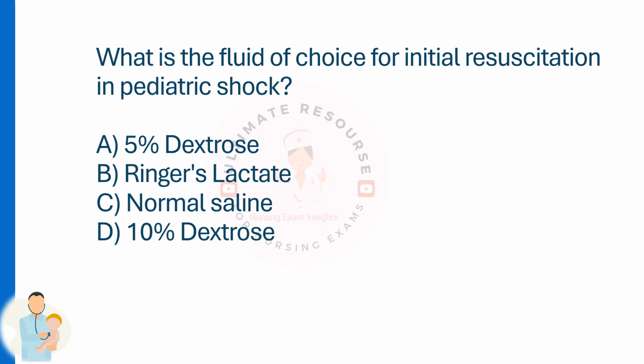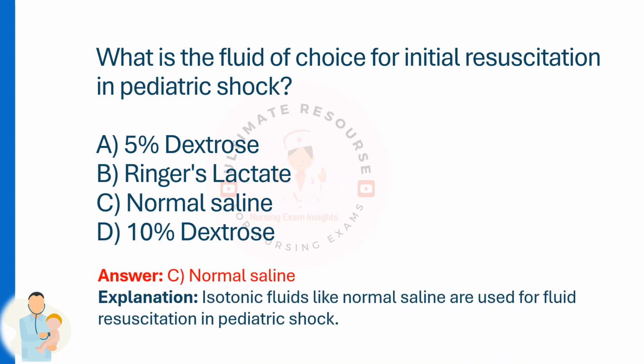What is the fluid of choice for initial resuscitation in pediatric shock? Options are A. 5% dextrose, B. Ringer lactate, C. Normal saline, D. 10% dextrose. The answer is C. Normal saline. Isotonic fluids like normal saline are used for fluid resuscitation in pediatric shock.